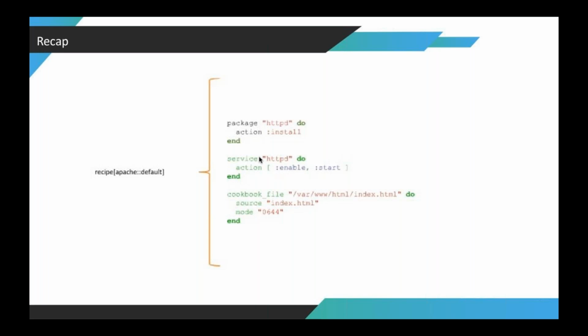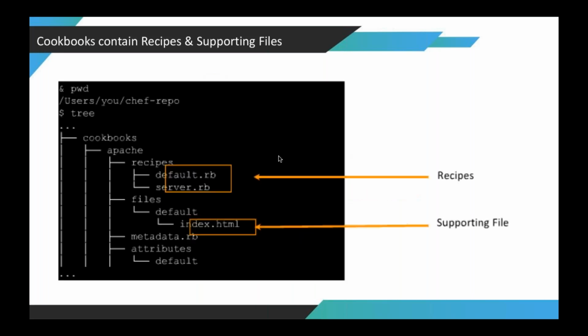All right, so up till now, we have gone through how to create an Apache recipe, that is, how to install the Apache web server, enable the web server, start the web server, and copy a file, that is the index.html, into the code base. And here is the cookbook structure. Here is how the Apache cookbook has been created.